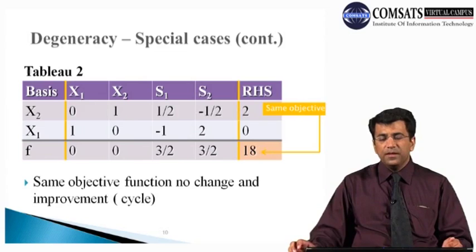So this is the situation of degeneracy, in which the same objective function value may be achieved without any improvement, and a cycle sometimes gets started. And again, sometimes you can have different tables, but you may not be able to improve your objective function value. So class, this is the particular case of the degeneracy solution, and you should be very careful about this sort of situation when you solve similar relevant problems.